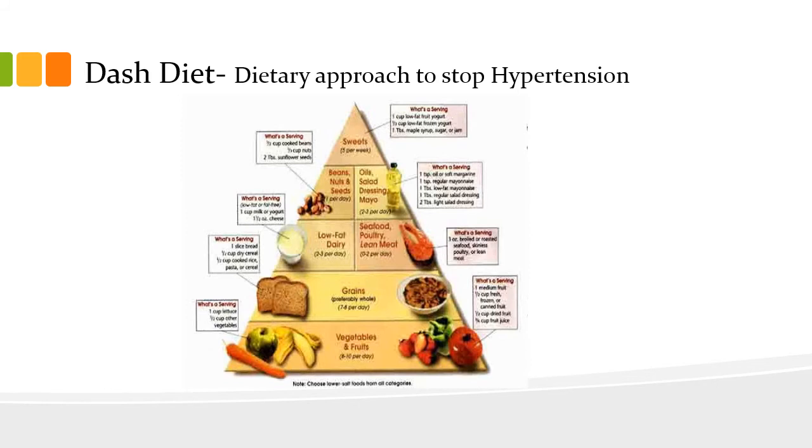The DASH diet is a dietary approach to stop hypertension. This is a food pyramid that highlights the components of a DASH diet, where we want the focus to really be on the vegetables and the fruits and the grains, switching to the low-fat dairy, using healthy oils such as your olive oils, and then limiting the sweets and the processed food. This is healthy for everyone, but really important for someone that's trending towards hypertension and coronary artery disease.